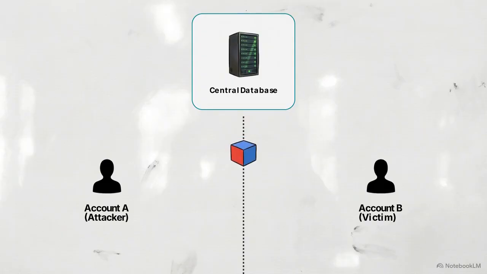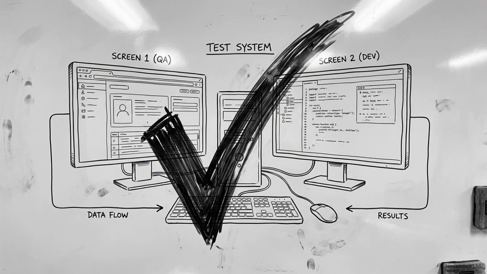We now send the modified request to the server. The packet contains the victim's identity, but asks for the attacker's specific data record. If the server returns account A's data to the session owned by account B, the authorization logic is broken. This provides the verifiable evidence needed for a security audit.